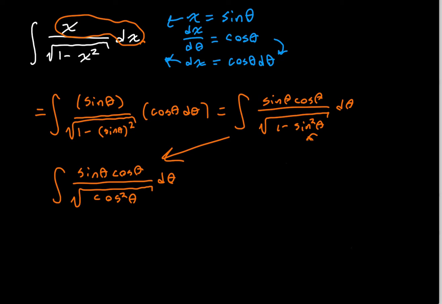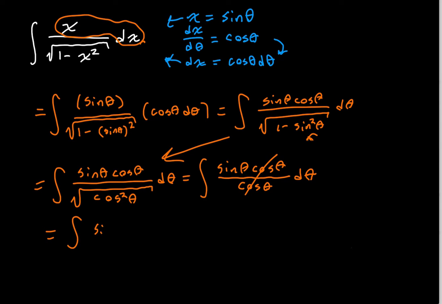Okay, so now we're going to do a step, and this is going to become important in a moment. We're going to say that this is the integral of sine theta cosine theta over cosine theta d theta. That's going to cancel these out. We're going to have the integral of sine theta d theta, which is going to be negative cosine theta. Now, there's still another step we need to do. Let's go back to the top. x is equal to the sine of theta. Let's solve for theta. Theta is equal to the inverse sine of x.